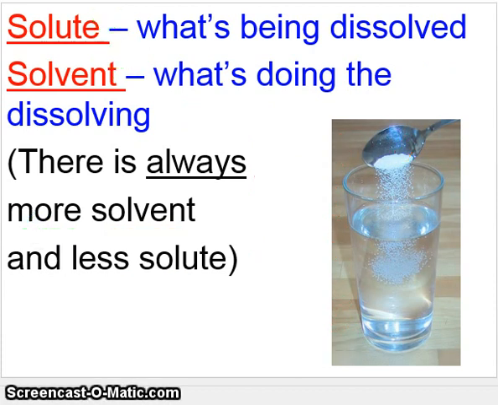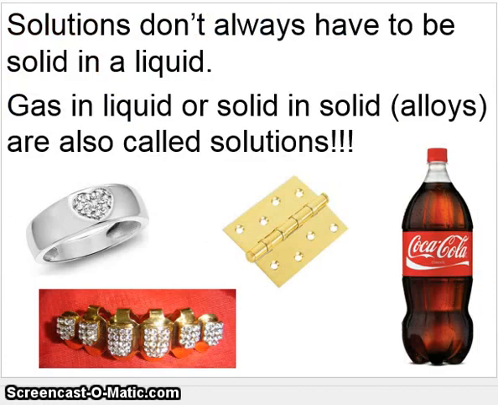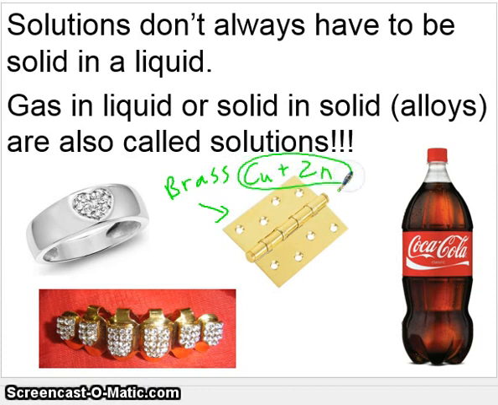So here are a few examples of solutions. Solutions don't always have to be a solid in a liquid. Here we have some solutions that are two solids. So for example, this is brass, and brass is copper mixed with zinc, and it's a solution essentially, and it's a perfect mixture. So you have two solids that could be a solution.